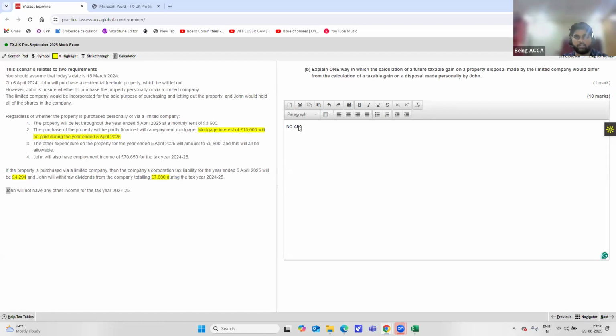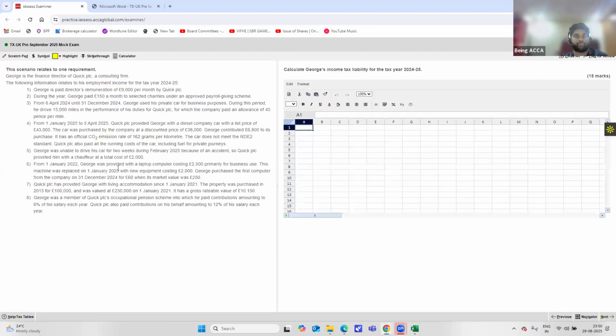Obviously, you should not write it like this. You should write that the difference between capital gains for individuals and disposals by companies is that there will be no AEA available when the disposal is made by a corporation. That is all you should be writing. Got it? Is everything clear until here? Okay. Go to the next question.